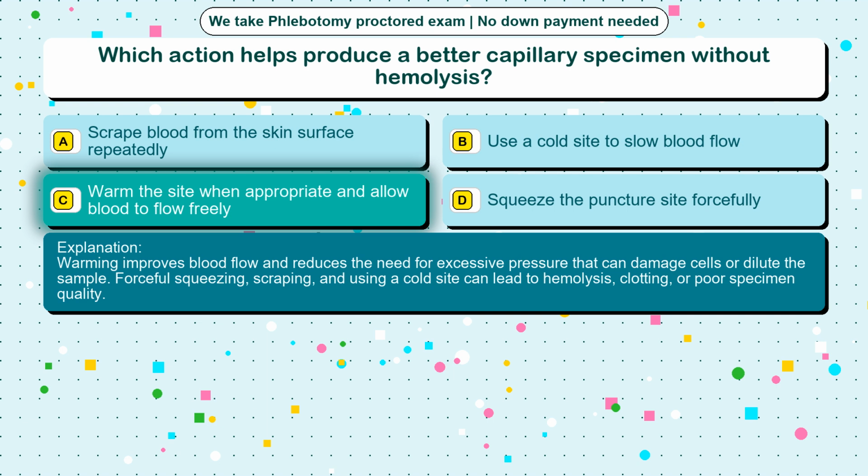Warming improves blood flow and reduces the need for excessive pressure that can damage cells or dilute the sample. Forceful squeezing, scraping, and using a cold site can lead to hemolysis, clotting, or poor specimen quality.